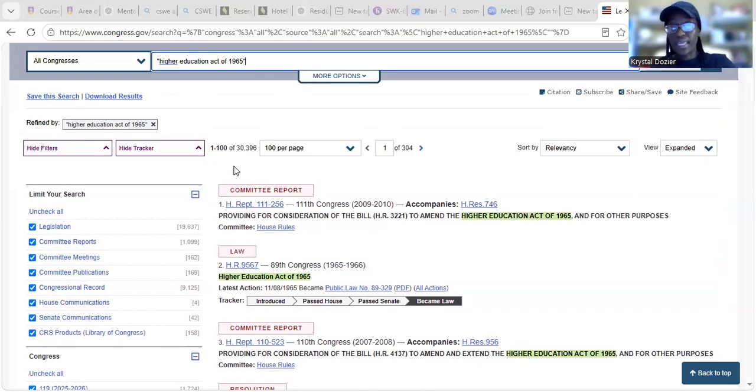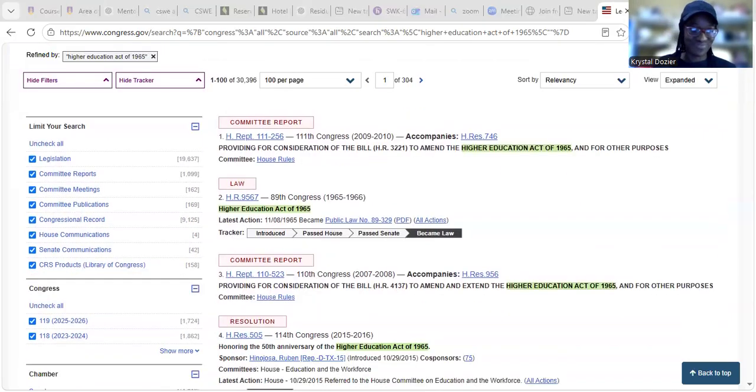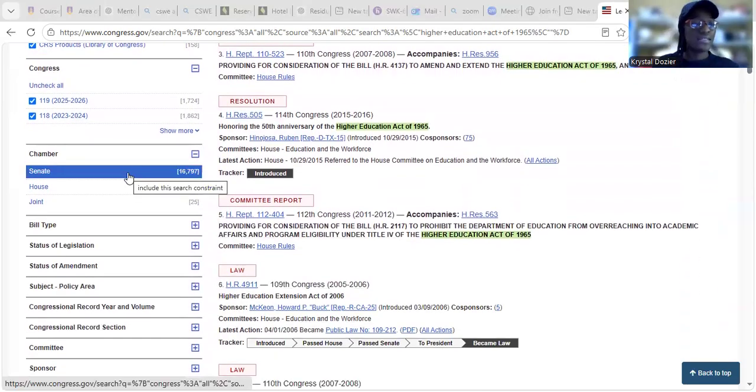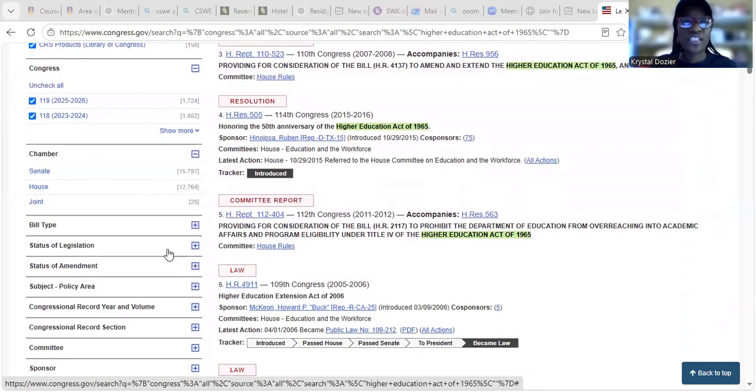Because when I type that in, that's over 30,000 results. So, am I going to look through all 30,000? I shall not. We don't have that type of time on our hands. So we go to status of legislation.